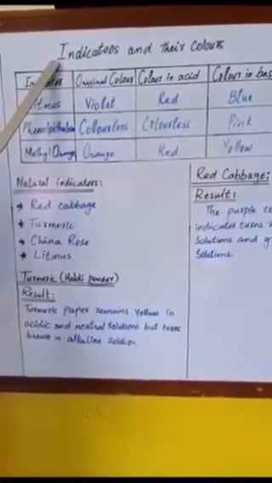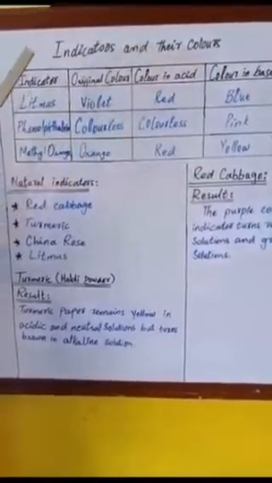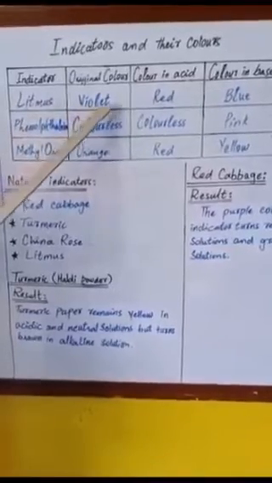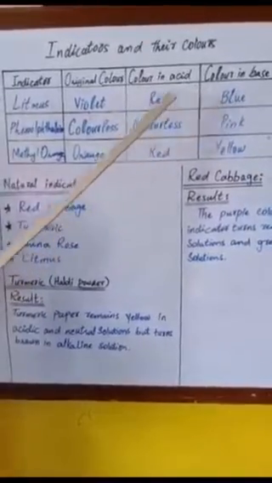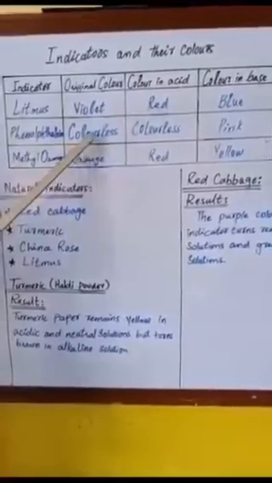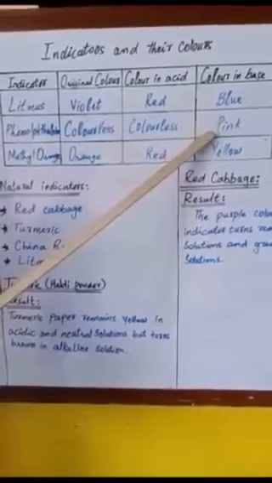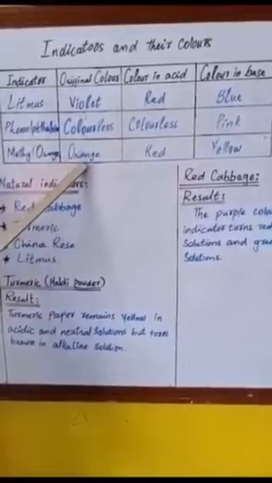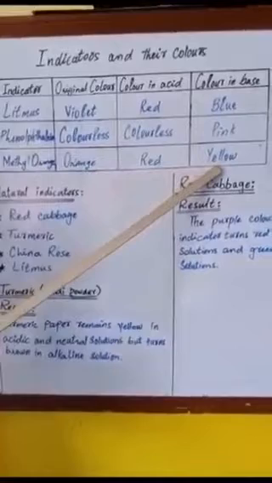Now we are going to discuss indicators and their color in acidic and basic solutions. The indicator litmus, its original color is violet and it gives red color in acidic solutions and blue color in basic solutions. Phenolphthalein, its original color is colorless and it remains colorless in acidic solutions, but it turns pink in basic solutions. Methyl orange, its original color is orange and it turns red in acidic solutions and yellow in basic solutions.